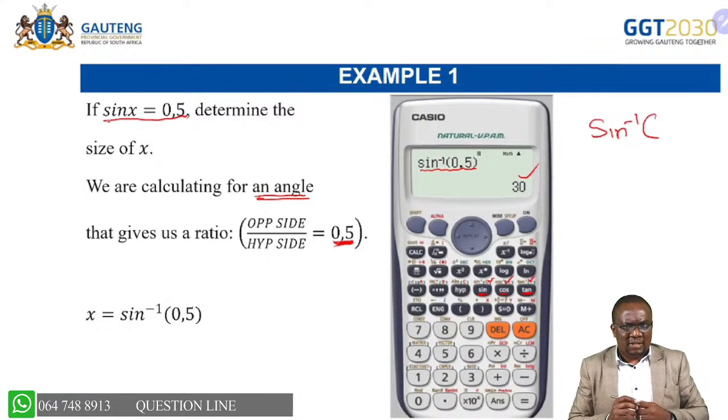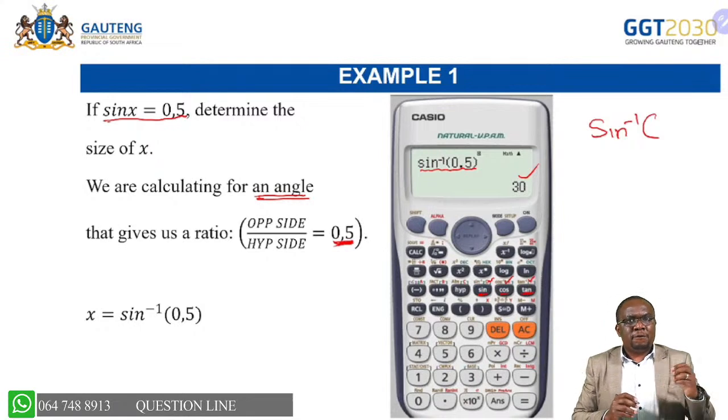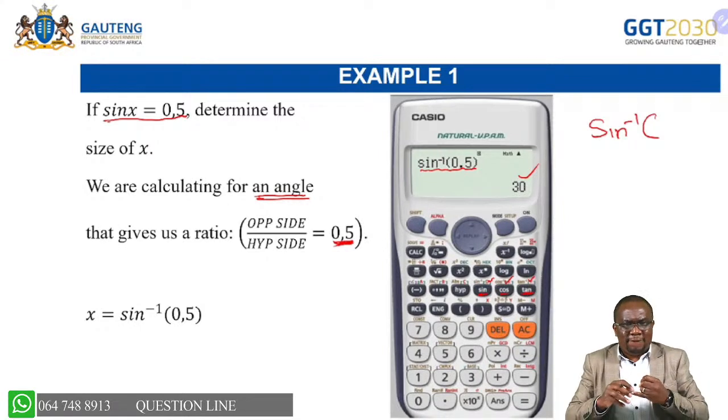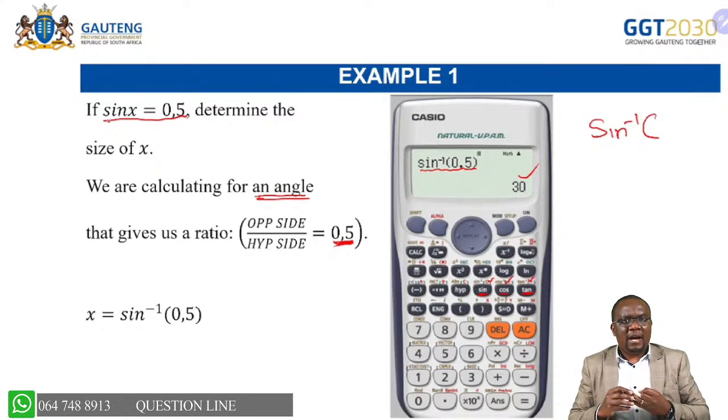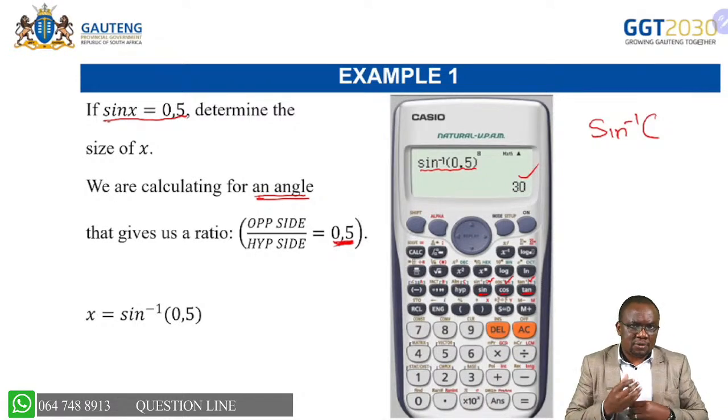The term that I'm going to use today for the inverse of these, the inverse of sine theta, I'll say arc sine. It means the inverse of sine theta. Arc cos means the inverse of cos theta. Arc tan means the inverse of tan theta, okay? So now when you're finding the angles, we say arc sine, arc cos, arc tan.